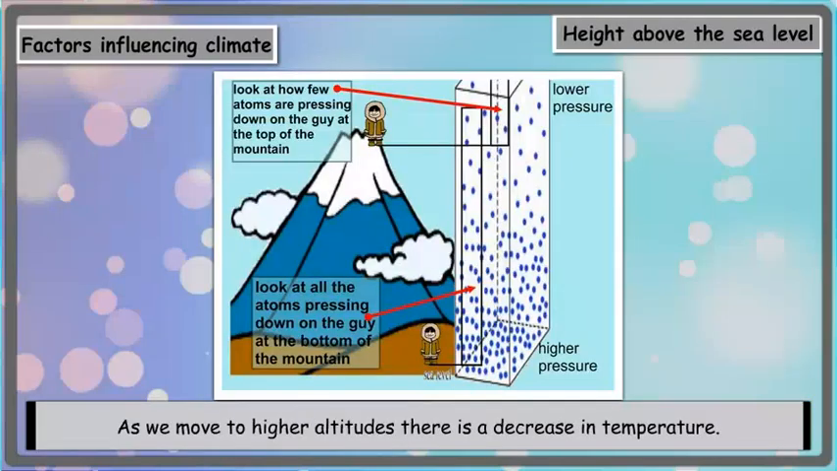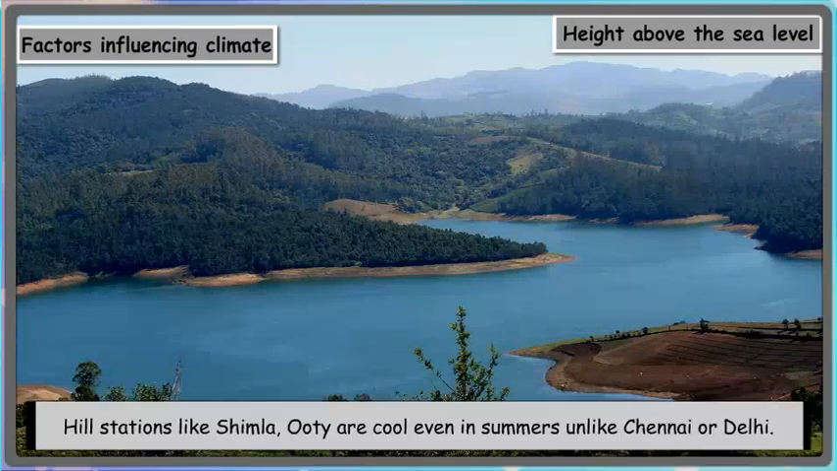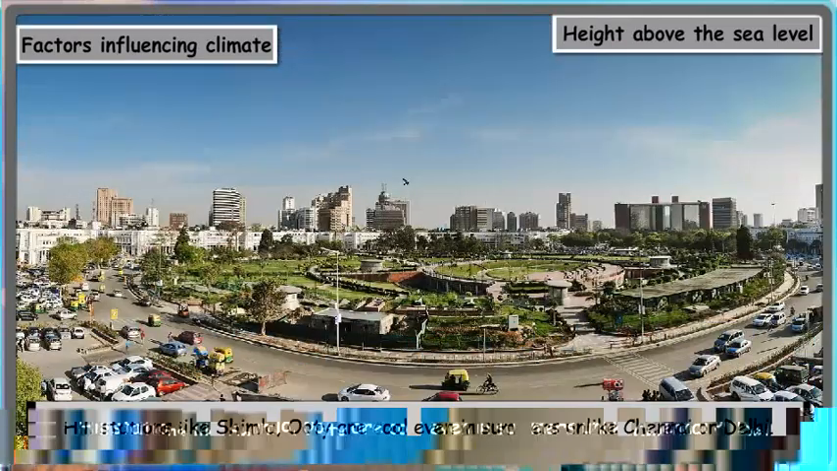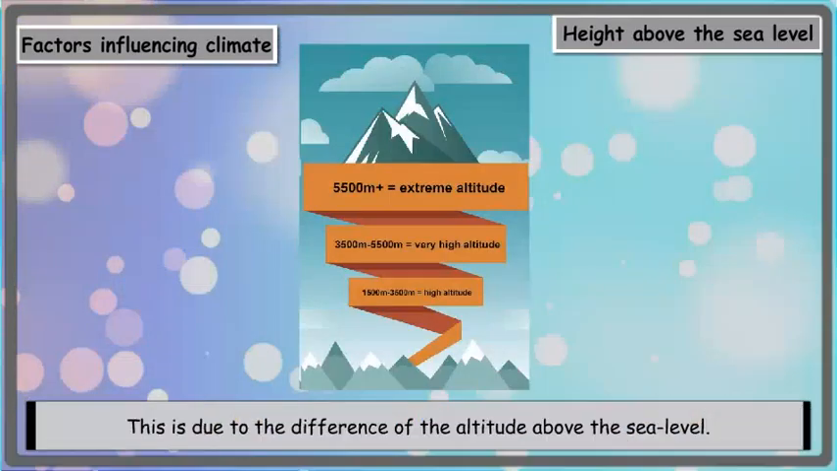Height above the sea level. As we move to higher altitudes, there is a decrease in temperature. Hill stations like Shimla and Ooty are cool even in summers, unlike Chennai or Delhi. This is due to the difference of the altitude above the sea level.